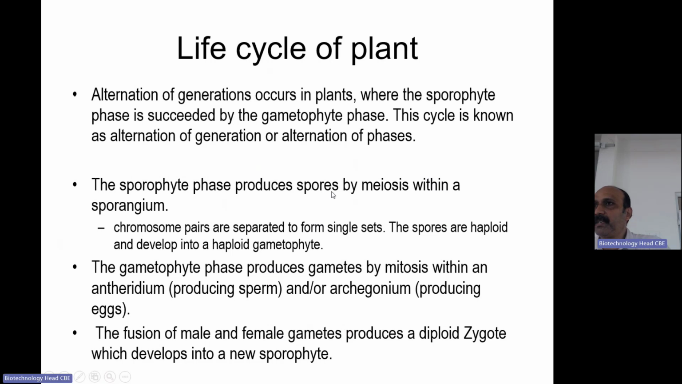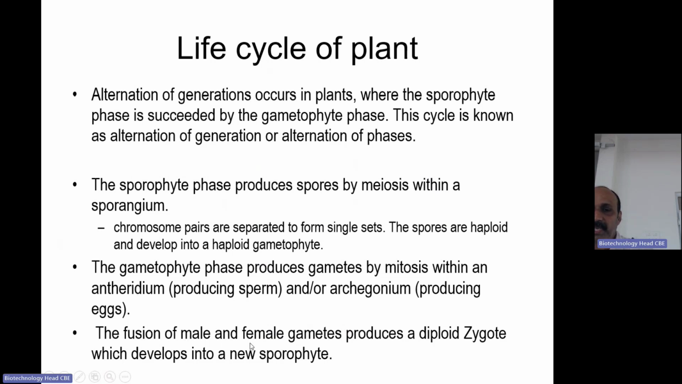In the sporophyte phase, the spores or the pollen are produced by meiosis within a sporangium, which will be those anthers. The chromosome pairs are separated to form single sets, and the spores are haploid, developing into the haploid gametophyte or those pollen grains. In the gametophytic phase, the gametes are produced by mitosis within the antheridium, which produces sperm, and in the archegonium, it produces the eggs.